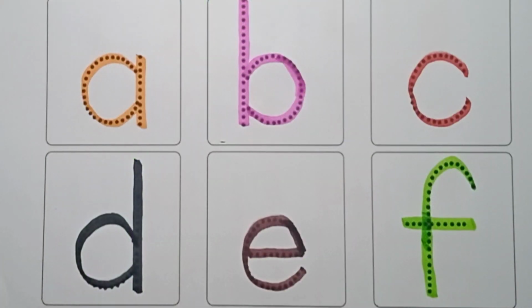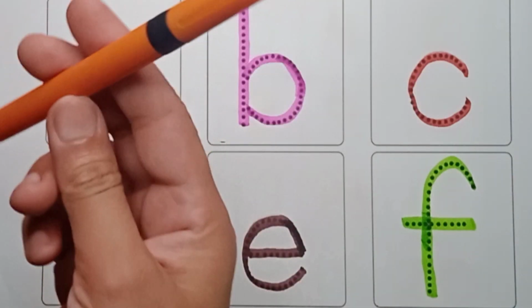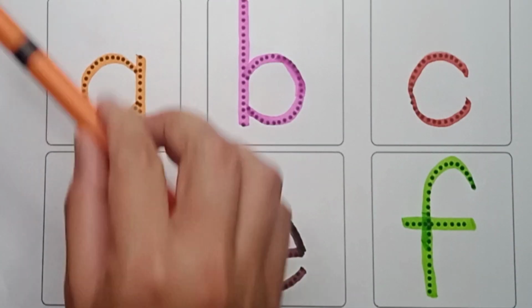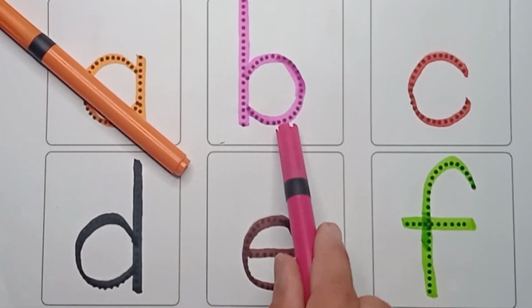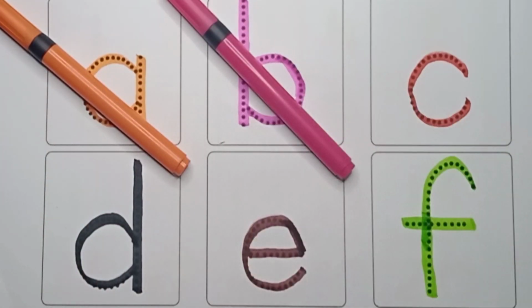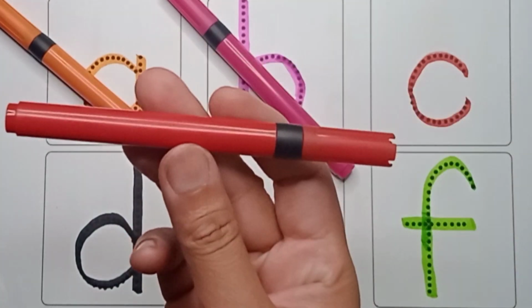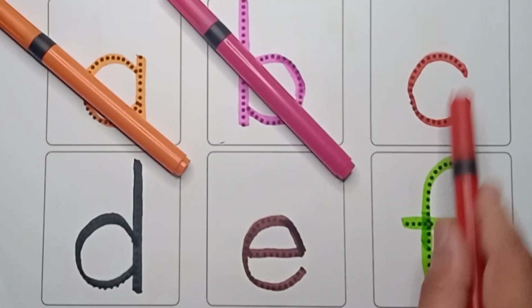Orange color A. This one is an orange color. Orange color A. Pink color B. See pink color B. Red color C.